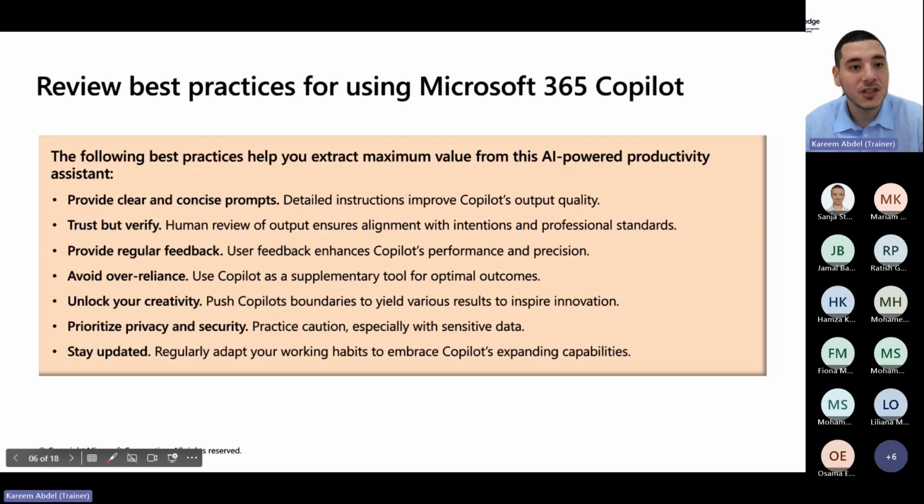But that doesn't mean that I should just use the content as it is without reviewing it first. And that's what the trust but verify mentality means. It means that, sure, I can use Copilot, I can depend on Copilot, but I should never be using the content as it is. I should always review it, add to it, and discuss with Copilot ways that we can enhance the content and make it even better. So that's what it's about. Trust but verify. Provide regular feedback.